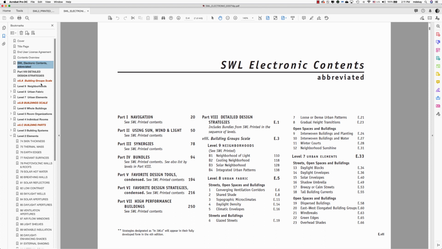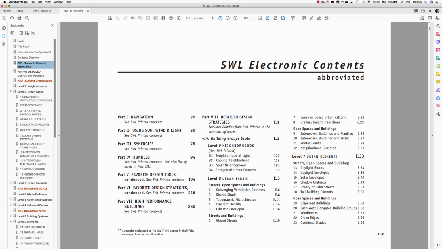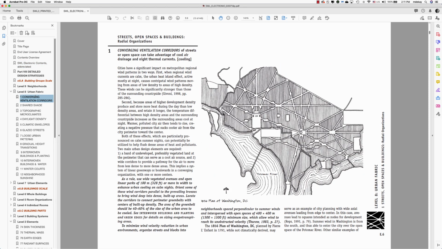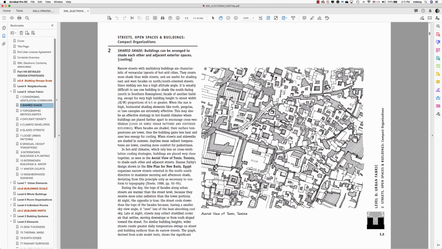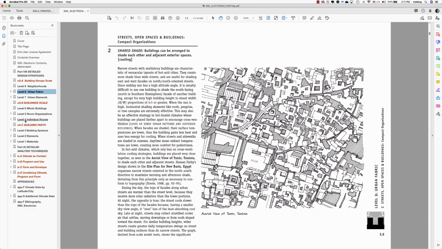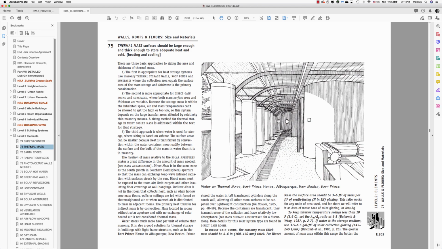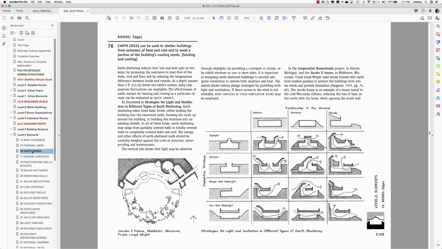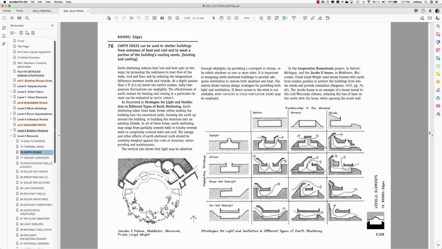Using these bookmarks, you can see that this is organized by scale and complexity, just like the contents are. And any one of these can be opened up. If I want to see all the strategies at level 8, I can open that up. If I click on one of these, it'll go straight to that strategy. So it's a pretty easy way to navigate. So you'll find larger scale strategies up at the top, smaller scale strategies, for instance, level 2 elements, thermal mass, earth edges, down lower in the sequence.